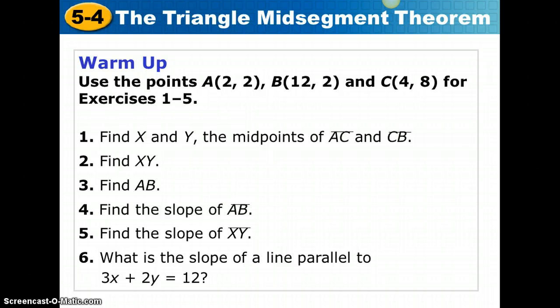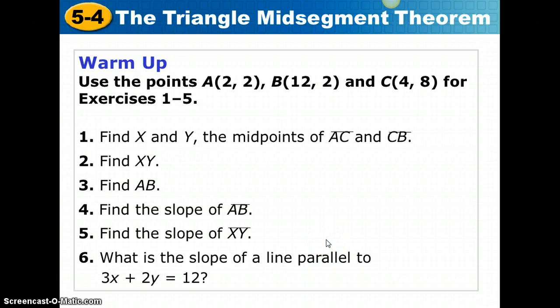You will notice in your note packet that I do give you the formulas you will need to find the midpoint for problem number 1, to find the distances XY and AB for problem numbers 2 and 3, and the slope formulas for numbers 4 and 5. So take a few moments and work out these problems of your warm-up. Also on number 6, to find the slope of a line parallel to this line, we need to put this in slope-intercept form. So you need to subtract 3x from both sides, then divide everything by 2 to find out what the slope of this line is, and then remember, slopes of parallel lines are equal.